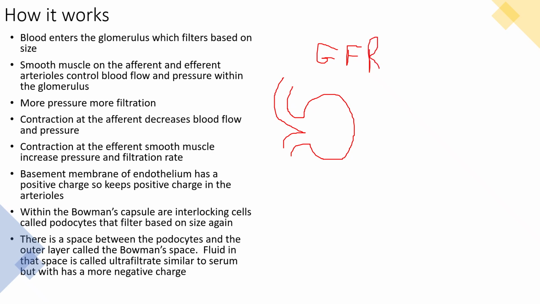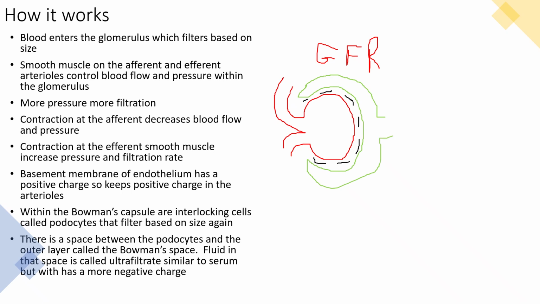Now, if you think about it, this is a modified capillary bed. So you have the simple squamous endothelium. You also have the basement membrane. And in this case, the basement membrane has a negative charge around it. So you're separating by size, then by charge. And then over the basement membrane, you have another layer of cells called the podocytes. And the podocytes make up the inner layer of the Bowman's capsule.